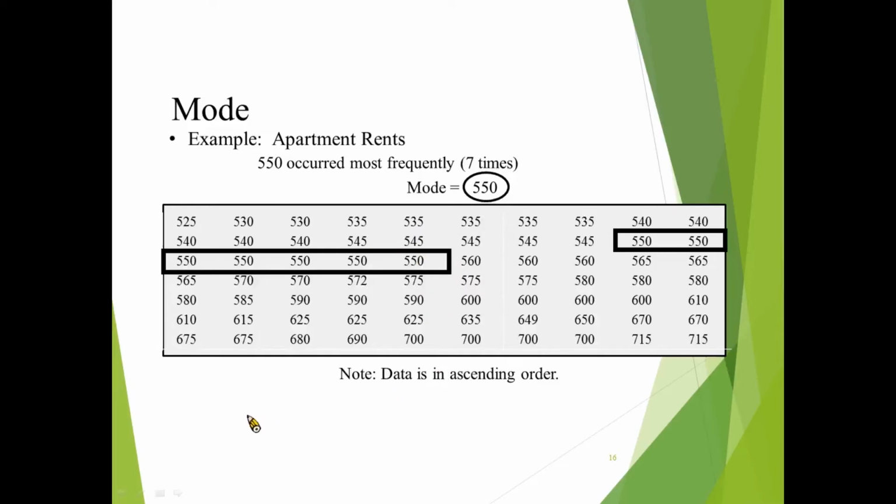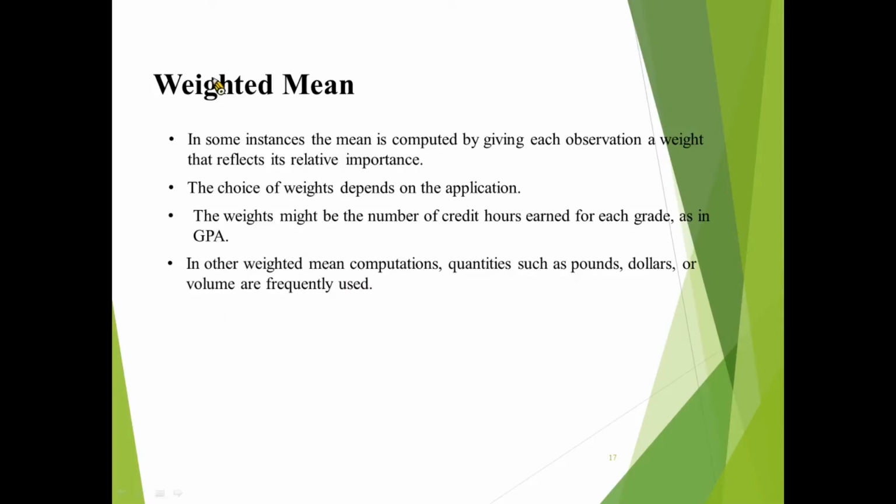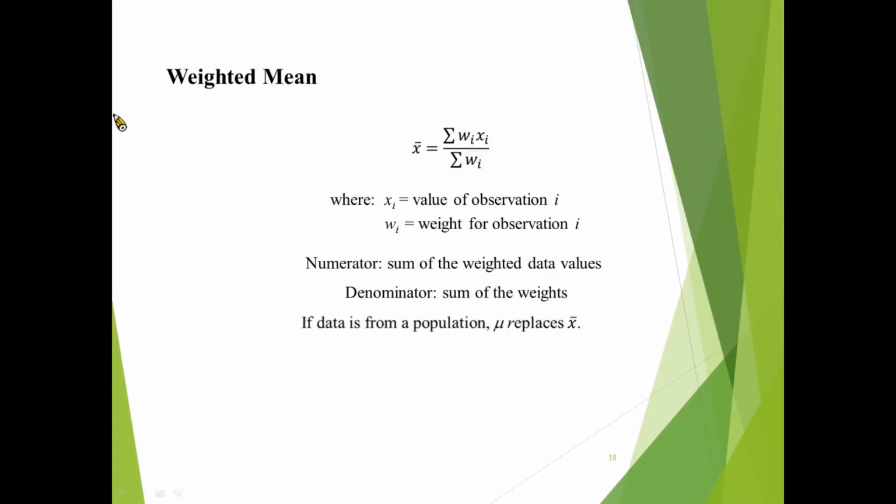So this, and the weighted mean. In some instances the mean is computed by giving each observation a weight that reflects its relative importance. The choice of weight depends on the application, and the weight might be the number of credit hours earned for each grade, as in GPA. In other weighted mean computations, quantities such as pounds, dollars, or volume are frequently used. Okay, so this is the weighted mean.